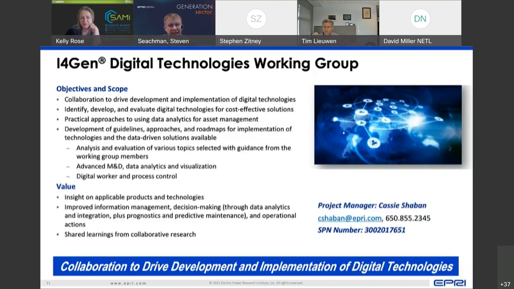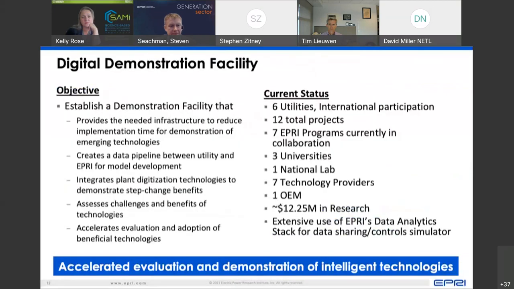Cassie Chabon is the lead in that particular activity. If you have additional questions for that, please let me know, or you can contact Cassie. That SPN number is also available there. If you want to go to EPRI.com, plug that in, and it can give you some additional information. But there's been, I think, 20 deliverables out of this particular working group just to provide that baseline for the intelligent and autonomous power plant.